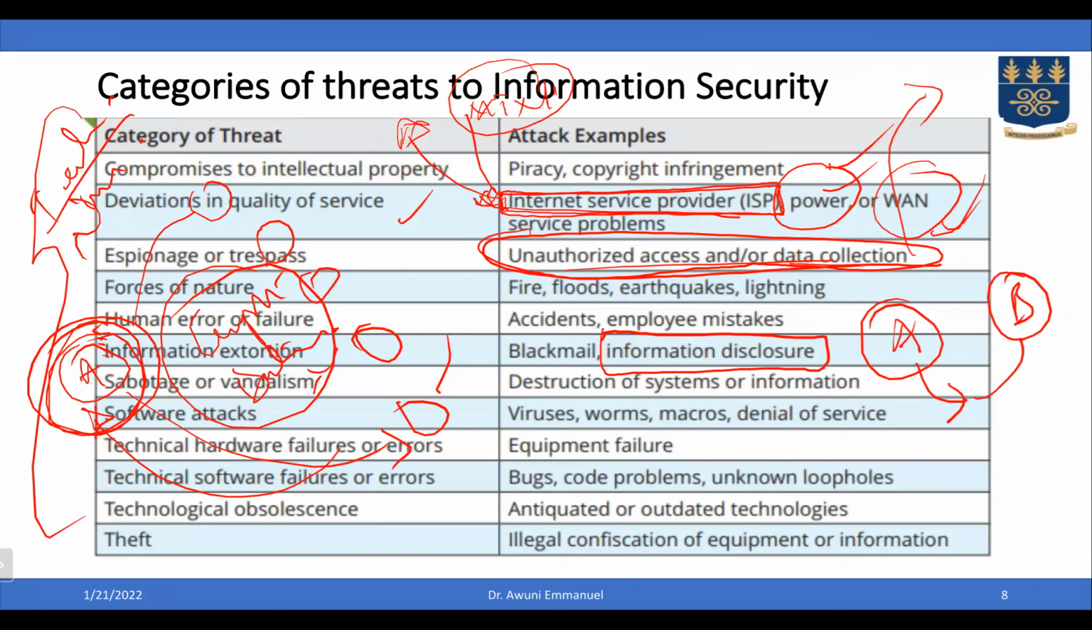Yeah, so ransomware is part of blackmail. Ransomware is part of information extortion, yes. So ransomware is just someone getting hold of certain vital information or data about an organization, and they request that the organization pays a certain amount of money before they release the data. Yes, so it's a form of blackmail. So it's also a threat. These are just examples. You can add more.